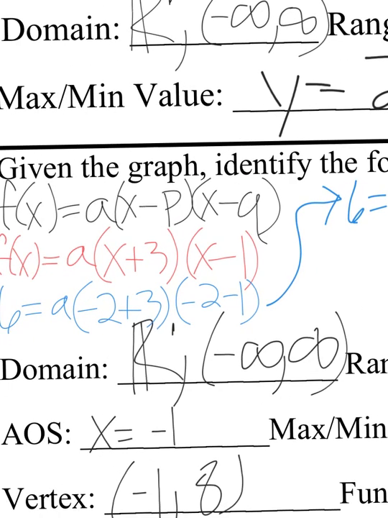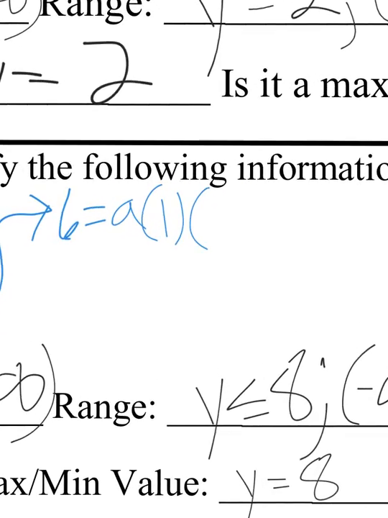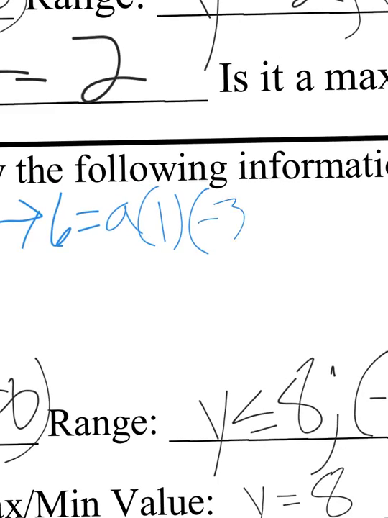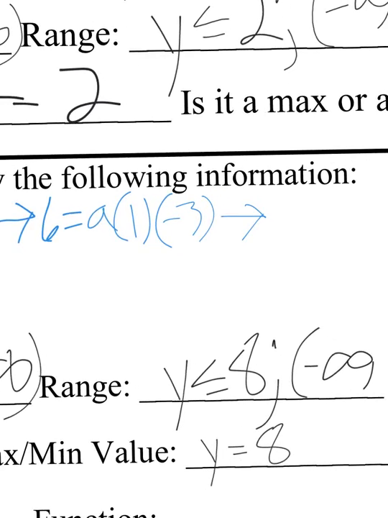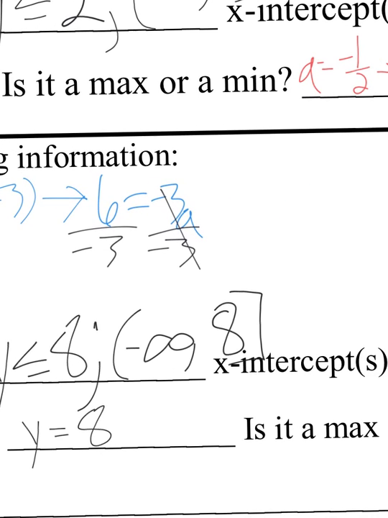And then what is -2 minus 1? That's -3. So -3. What is 1 times -3? That's -3. So 6 equals -3a. We'll write it with the letter coming second now. And so just divide. What's 6 divided by -3? That would be -2.